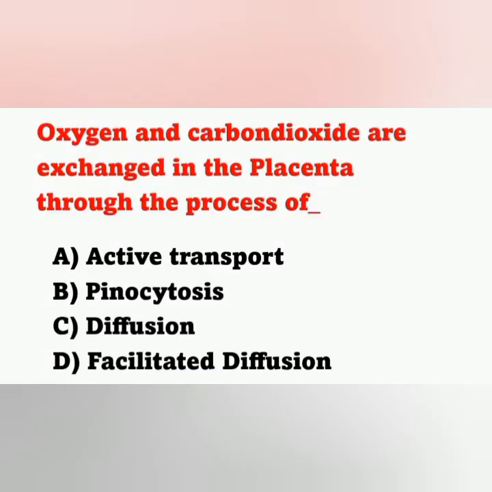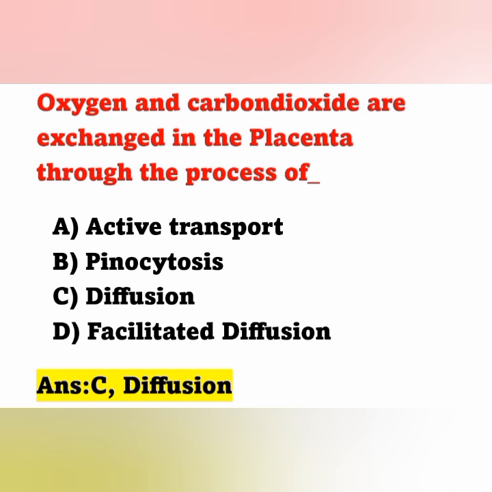The next question: oxygen and carbon dioxide are exchanged in plasma through the process of: option A, active transport; option B, pinocytosis; option C, diffusion; option D, facilitated diffusion. The correct answer is diffusion. Oxygen and carbon dioxide are exchanged in the plasma through the process of diffusion.